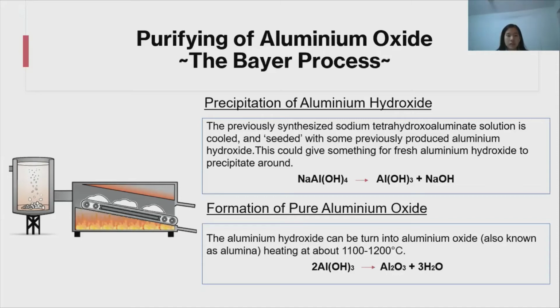So from the picture on the left, you'll be able to see a cylindrical container, and that cylindrical container has the precipitate of aluminum hydroxide. And then beside it, you'll see the rectangular machine, and it shows lumps of aluminum hydroxide that's being heated to form pure aluminum oxide.